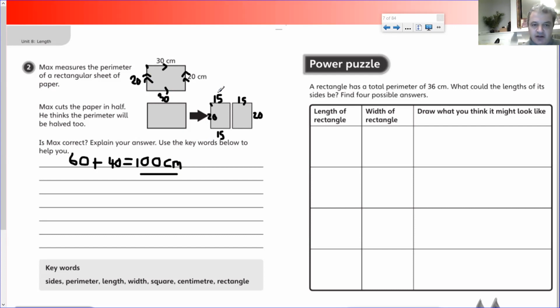Okay, we worked out earlier that half of 30 was 15. So 2 lots of 15, 30 again. 30, so I'm going to start here. 30, add 20, 50, add this 20 is 70. So one small rectangle. My small rectangle has a perimeter of 70 centimeters.